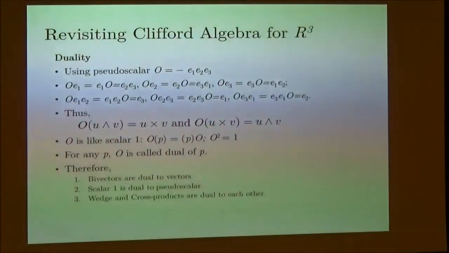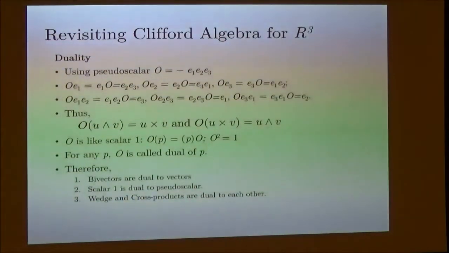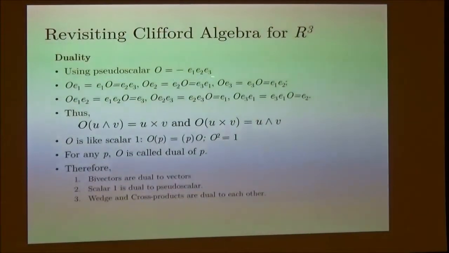Now, this hasn't received much attention so far. We talked about the scalar, we talked about the unit basis vectors, we talked about the bivectors. This is the one that has not been touched upon so far. So let's look at this. The pseudoscalar we will define as O, the negative of e1 e2 e3. The reason why we call it negative will be clear pretty soon. So O is equal to minus e1 e2 e3. And O, fortunately, because it behaves like a scalar, commutes with all the unit vectors as well as the bivectors. So O e1 is equal to e1 O, which is a property that you don't always get. So it's nice to have that.